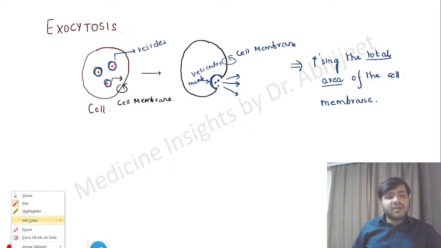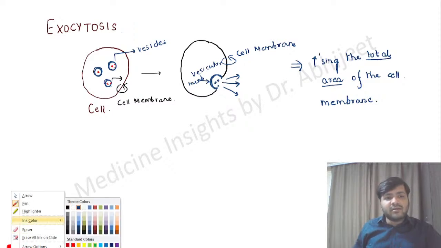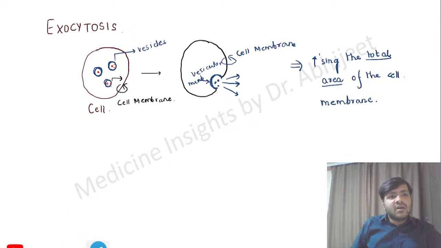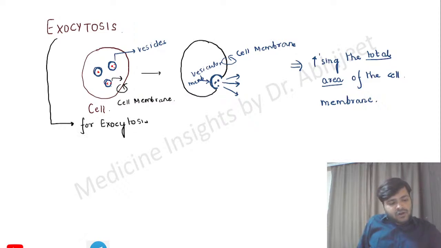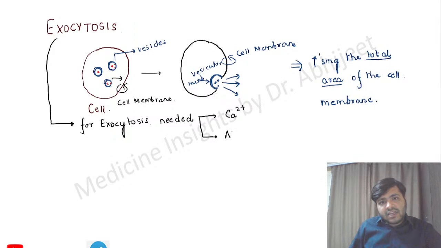And for this particular mechanism, what all is required that you have to mention in your notes? For exocytosis, what all is needed? Remember, we require calcium. I have already told you. Secondly, we require ATP. Why ATP? Because exocytosis is a type of active transport, vesicular transport.